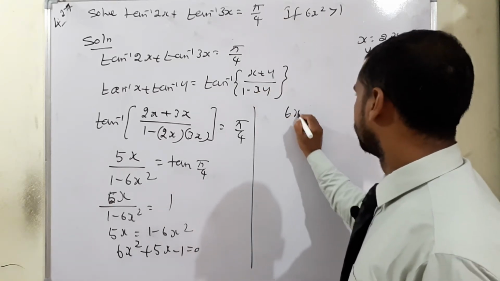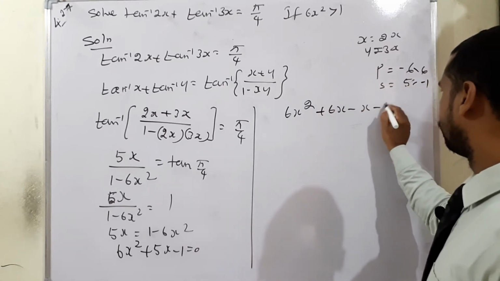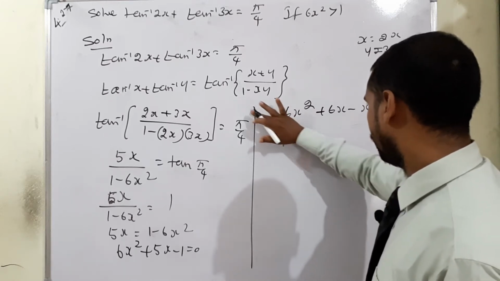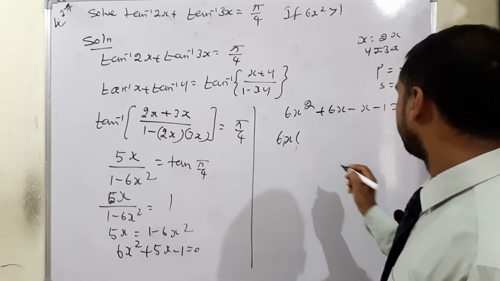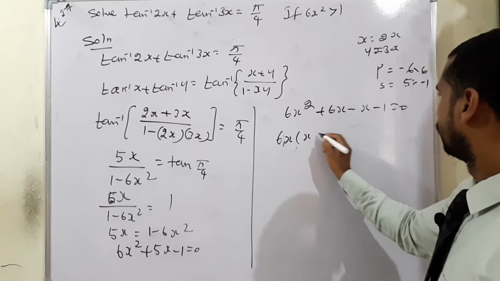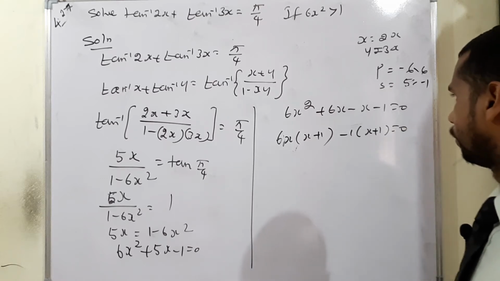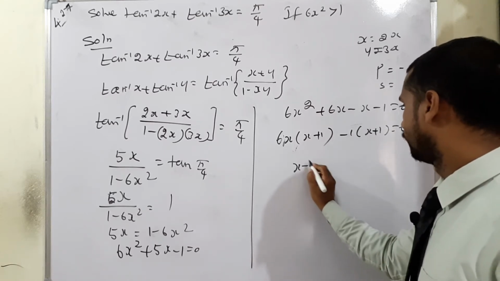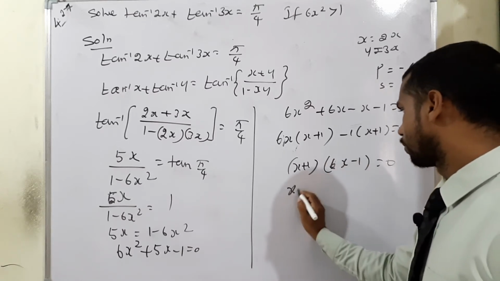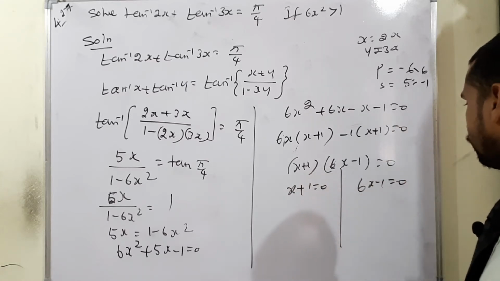Therefore 6x square instead of plus 5x means plus 6x minus x minus 1 is equal to 0. Taking 6x common outside, we get x plus 1. Next, taking minus 1 common outside, we get x plus 1 is equal to 0. Now the common factor is x plus 1, and the remaining factor is 6x minus 1 is equal to 0. So separately, x plus 1 is equal to 0, and the next condition, 6x minus 1 is equal to 0.